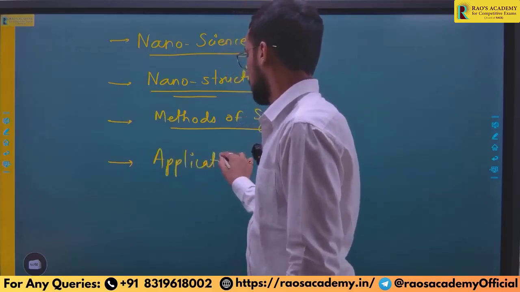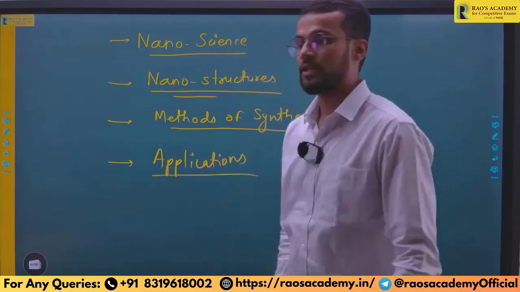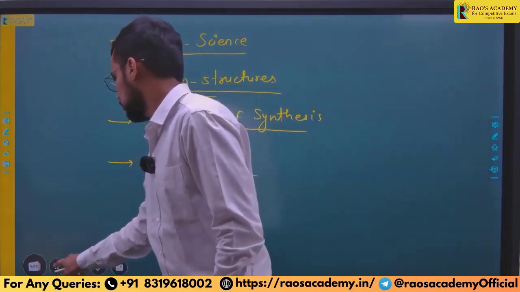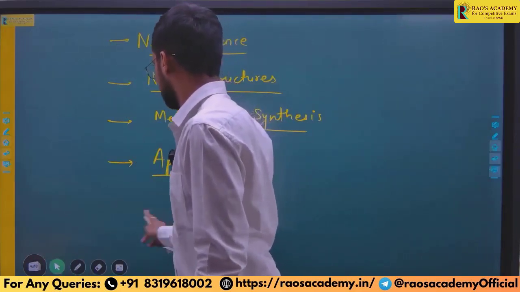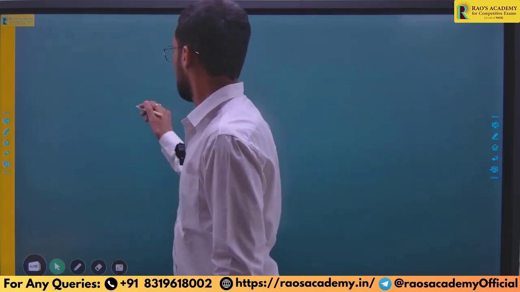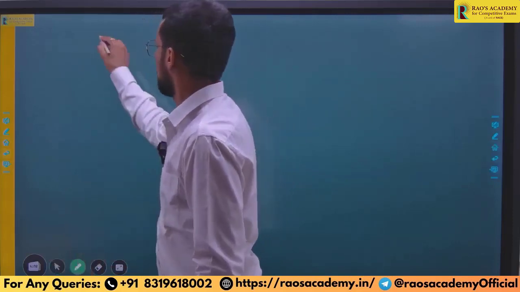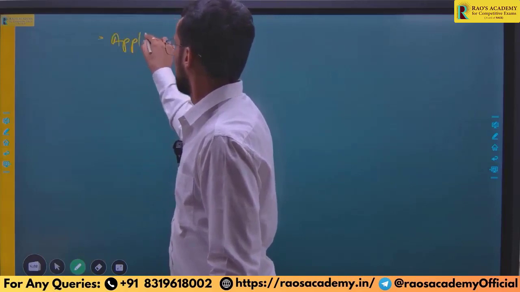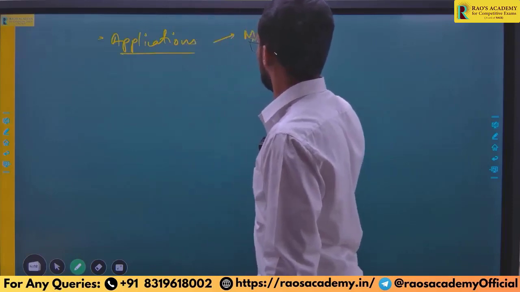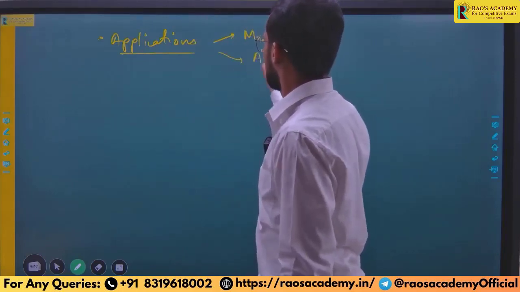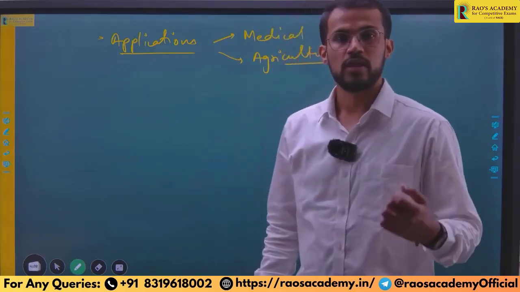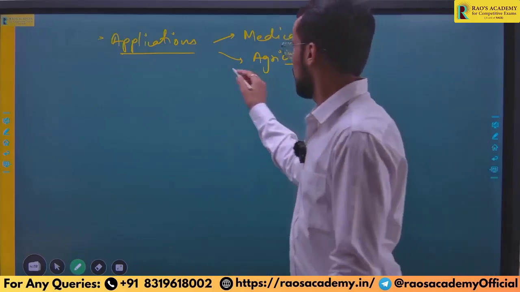And this has been the focus of UPSC. Applications of nanotechnology in various sectors. In which sectors can it be used? It can be used in sectors like medical. Applications are there in the medical sector, in the agriculture sector. You must have heard about nano urea. So nano fertilizers and nano pesticides can be developed for agriculture.